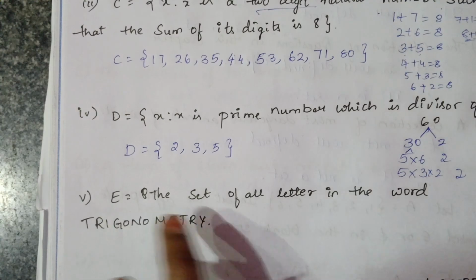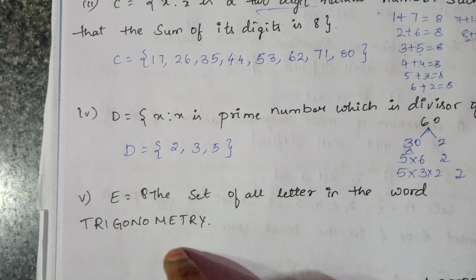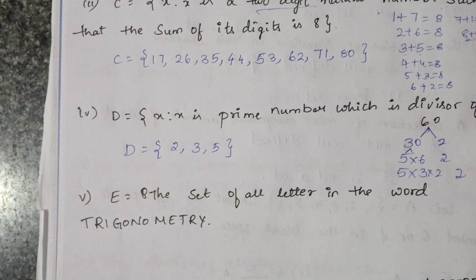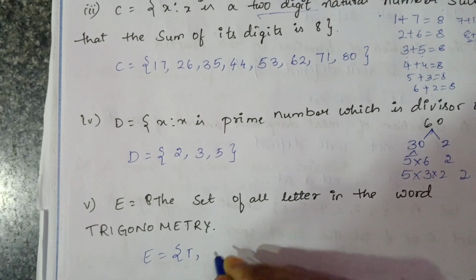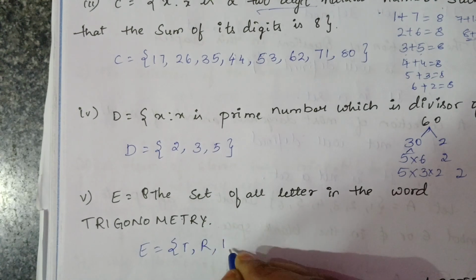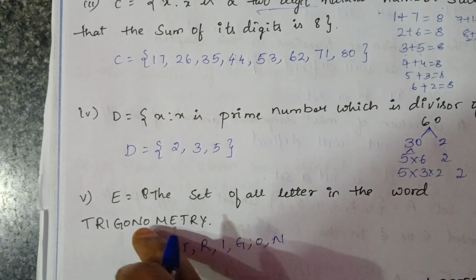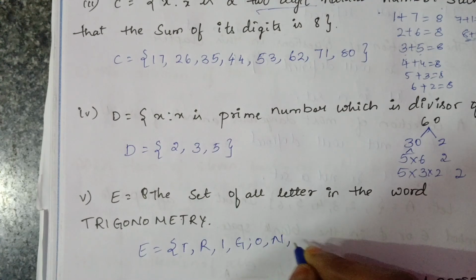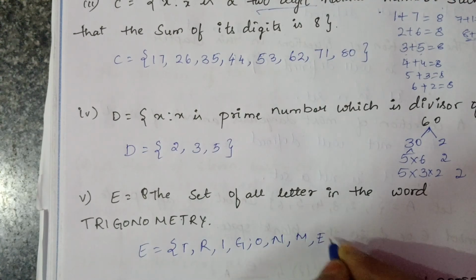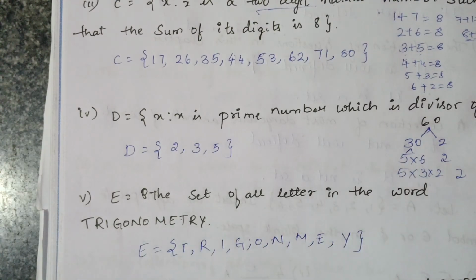Next, the set of all letters in the word TRIGONOMETRY. You should remember compulsorily: in a set, repetition should be avoided and elements should be distinct. Now I will write the set: T, R, I, G, O, N. O we can't write again because it already exists in the set. Then M, E; T is already there, R is already there; so Y. This is the set in roster form.